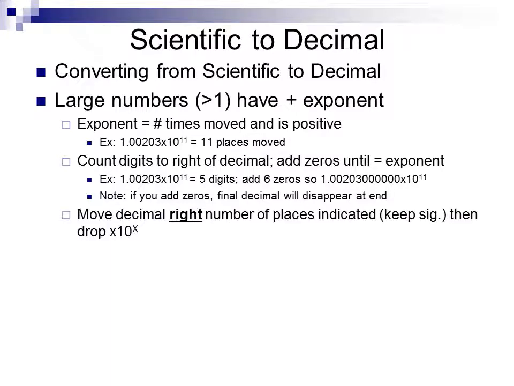So the first thing I'll do then is move the decimal to the right, the number of places indicated by the exponent, and then make sure I keep track of significance in that respect. Then at the end, I will drop the times 10 to the whatever. So for this number, we will move our decimal right 11 times, and so we have 100203000000 with a decimal, times 10 to the 11th.